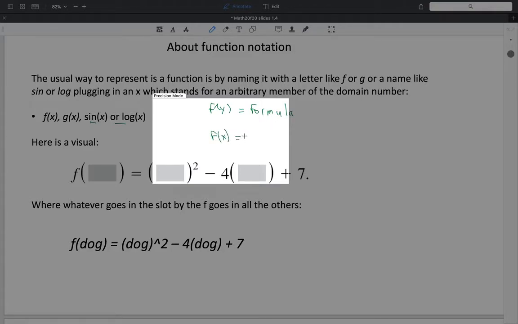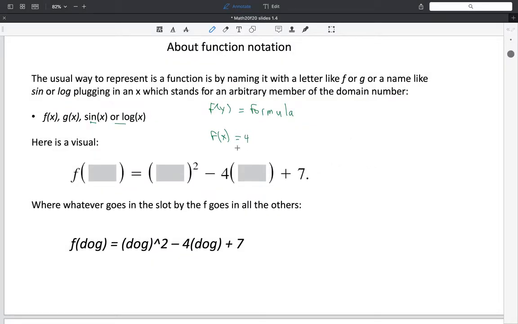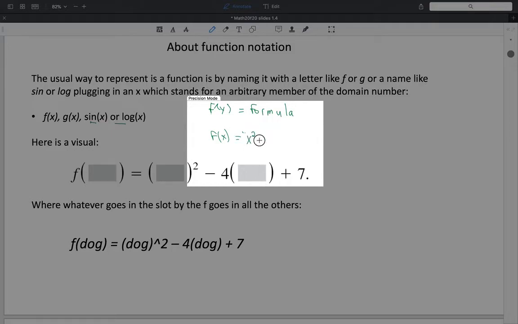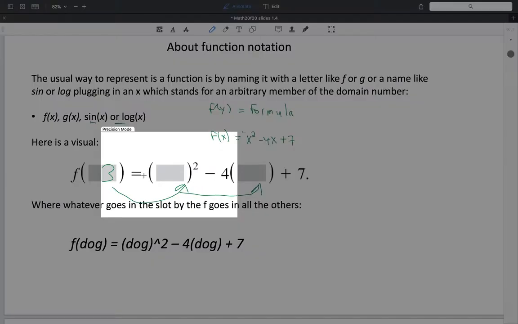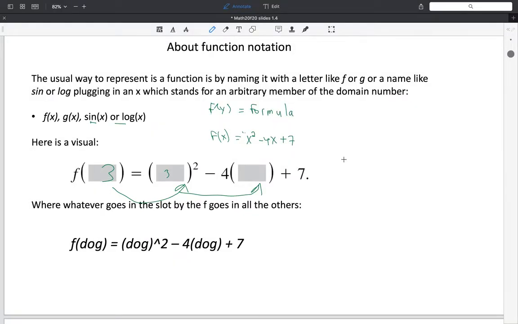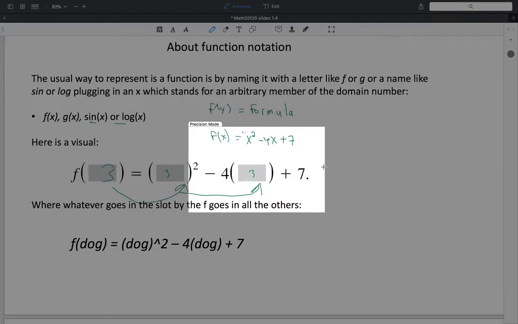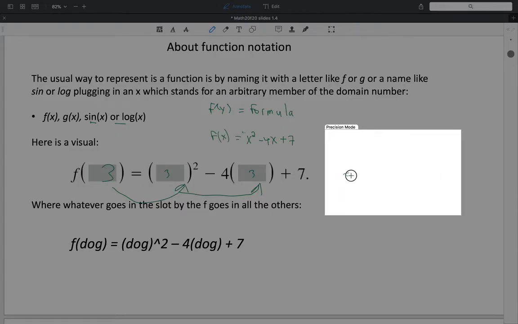Okay, and here's an example of one that's specified with a formula. f of x is going to be equal to x squared minus 4x plus 7. So what that means is whatever you plug in here, imagine that it automatically fills in these spots right here. So a 3 would go here and a 3 would go here. And then your answer would be equal to 3 squared minus 4 times 3 plus 7. That's going to be 9 minus 12 plus 7. 16 minus 12. So that's going to be 4.